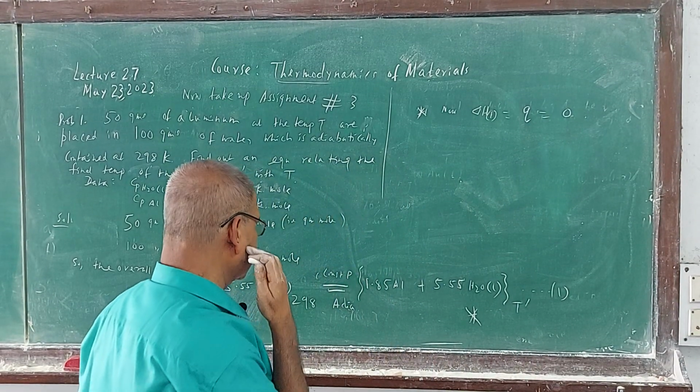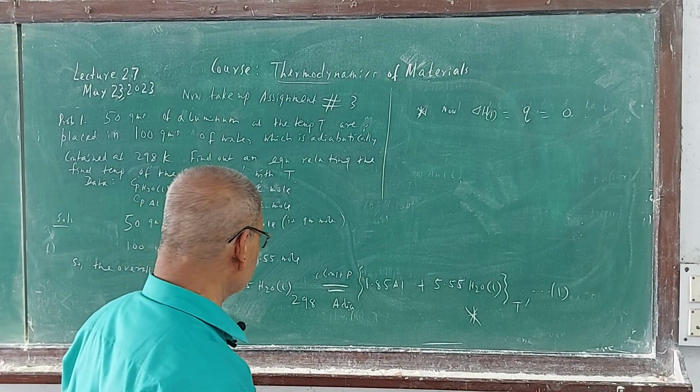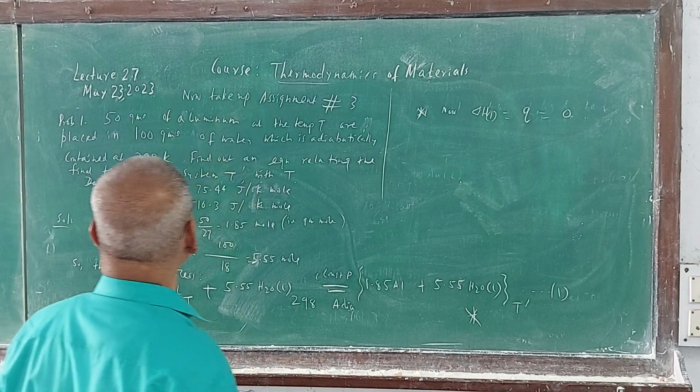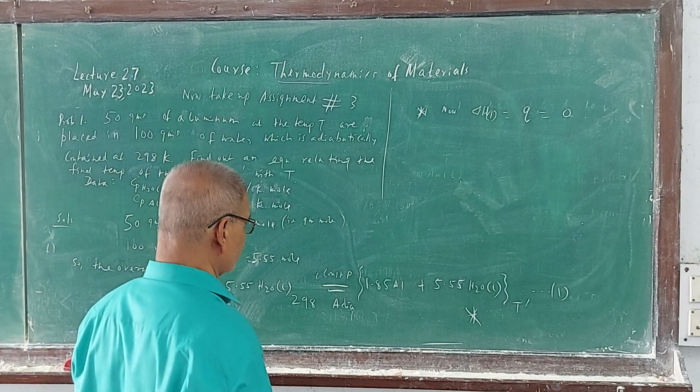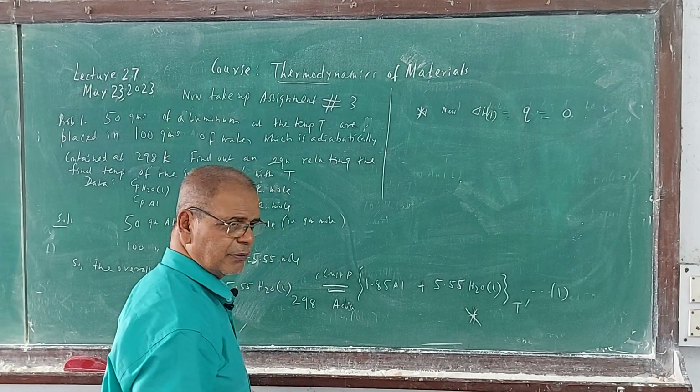Delta H1 is 0, okay? Then what is this? This is 0, adiabatically contained. This is written adiabatically. So this is 0. Now, the breakup. Will you give a breakup here? You can give a breakup. Let us do the breakup.